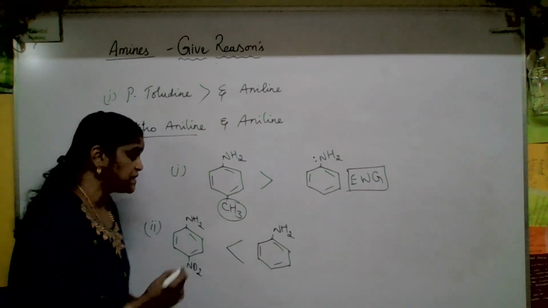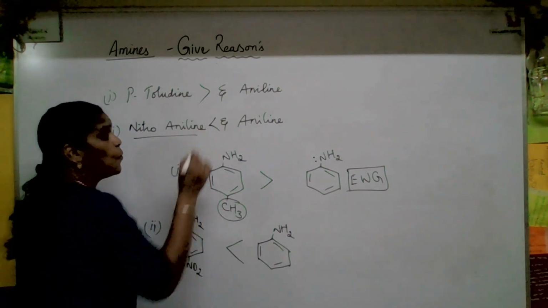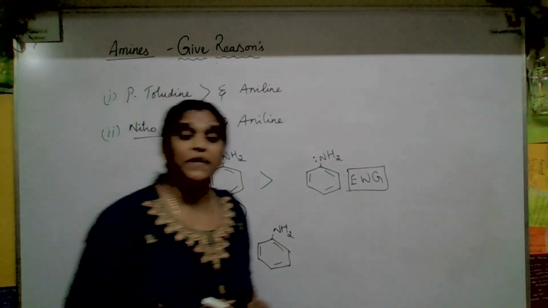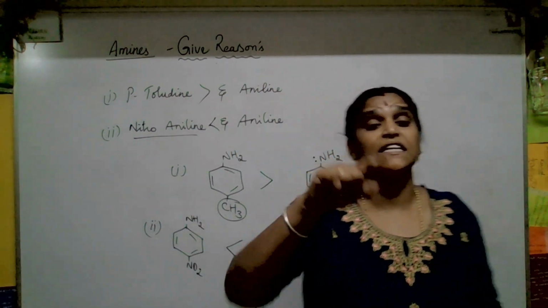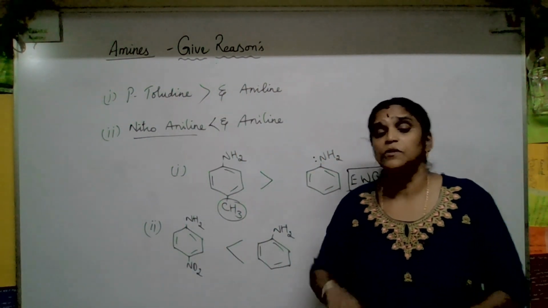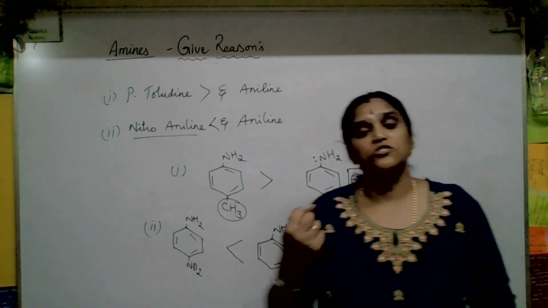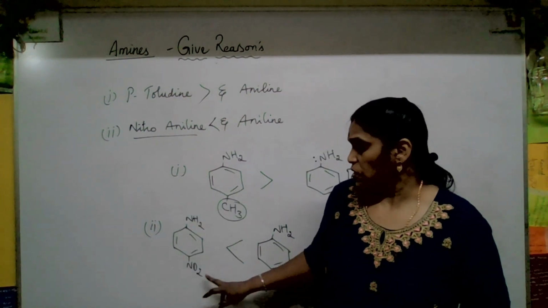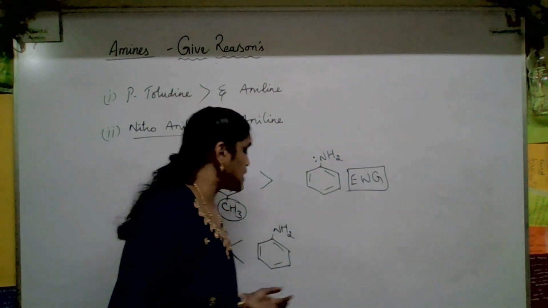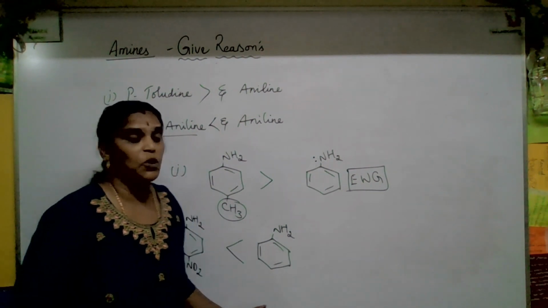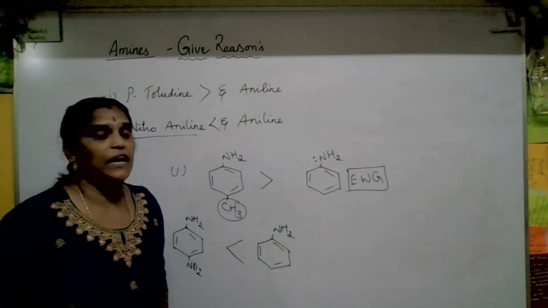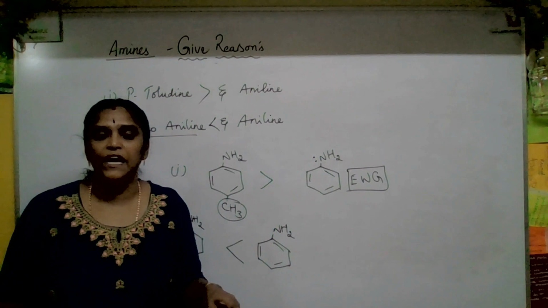So which is more basic? Aniline is more basic than nitroaniline. Why? Because the nitro group is an electron withdrawing group attached to the phenyl group. So here the basic strength will be decreasing. So naturally, aniline is more basic compared to nitroaniline. Okay, hope you're clear with this.